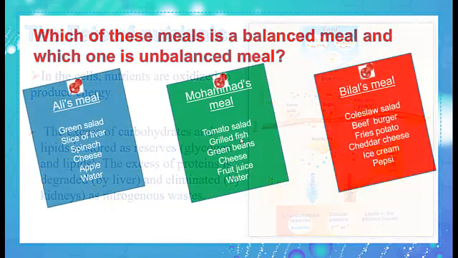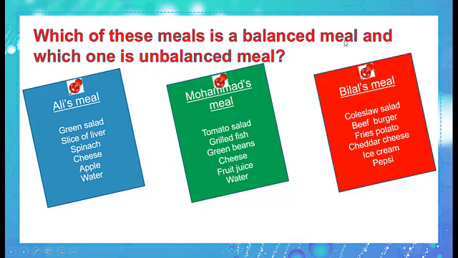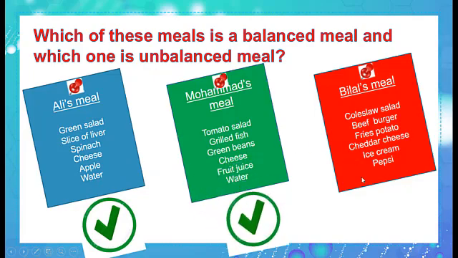Now, let's return to the question. Which of these meals is a balanced meal and which one is an unbalanced meal? If you look at these meals, Ali's meal is balanced and Muhammad's meal is also balanced, while Bilal's meal is unbalanced because it contains fried potatoes, cheddar cheese, ice cream, Pepsi, and also coleslaw salad. So all of these are rich in fats and fast sugar.